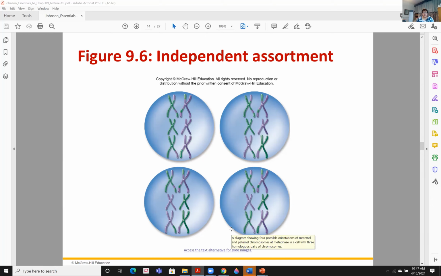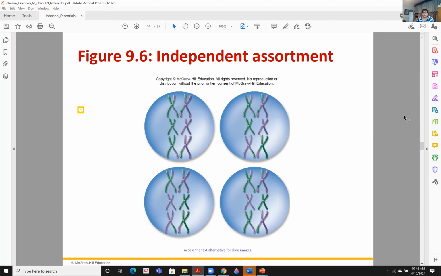So what the law of independent assortment says is the way that one pair of chromosomes line up does not affect the way the other pairs of chromosomes line up. So let me type that on the screen here.